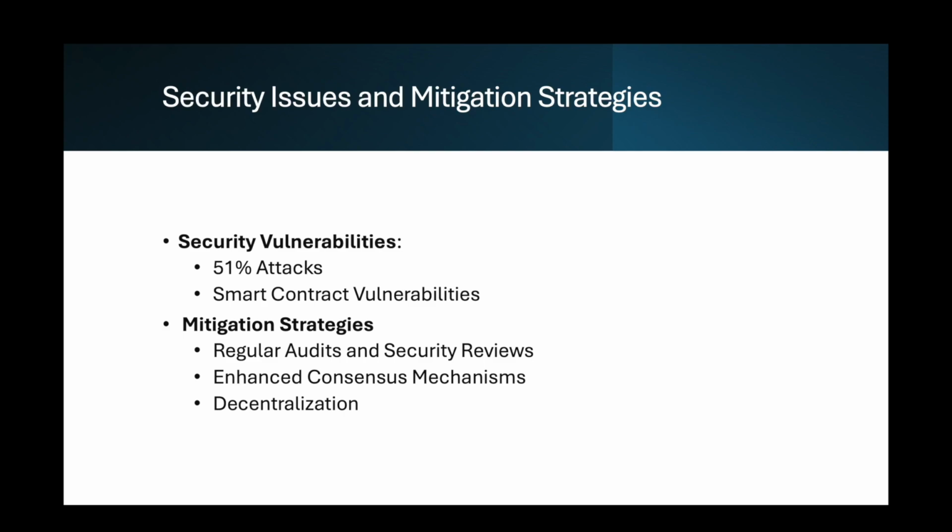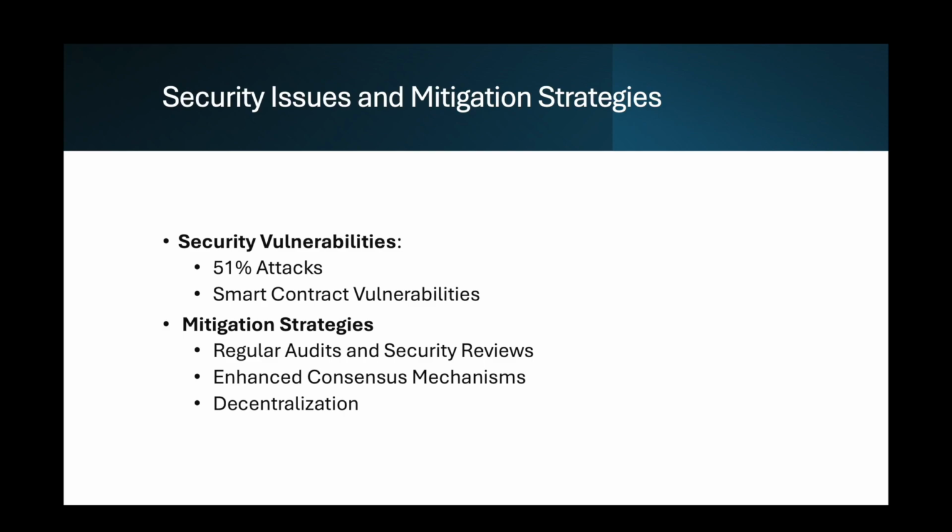Smart contract vulnerabilities: flaws in smart contract code can lead to significant losses. The DAO hack on the Ethereum network is a notorious example, where a vulnerability was exploited to drain millions of dollars worth of Ether. Mitigation strategies. Regular audits and security reviews: conducting thorough audits of blockchain infrastructure and smart contract code to identify and rectify vulnerabilities before they can be exploited.